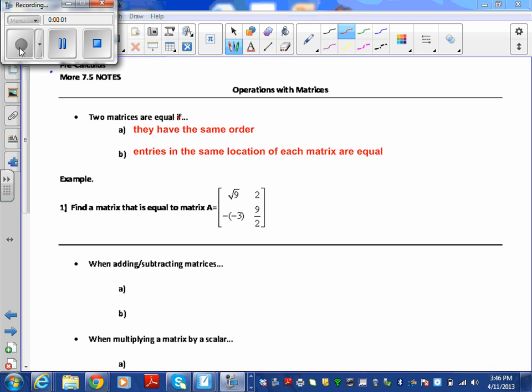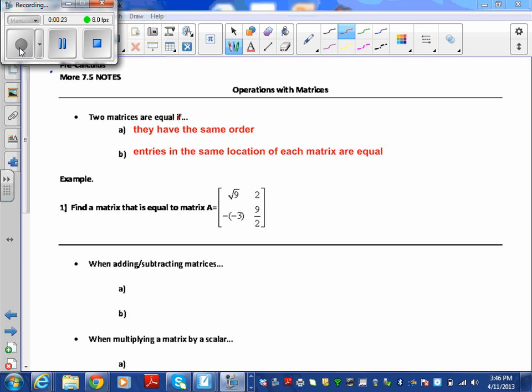Here we are looking at some notes for section 7.5. Honestly, these notes should be review for you, and that's why I had you try some of these problems out last night at home. This is just basic matrix operations. We'll be adding, subtracting, multiplying by a scalar, but then also multiplying matrices together. And that's really more where it gets to be challenging, when you multiply them together.